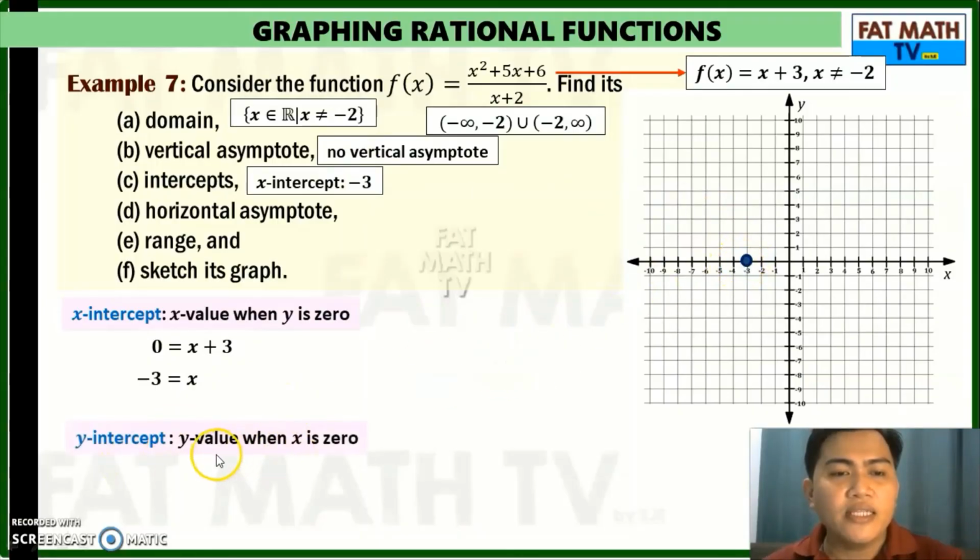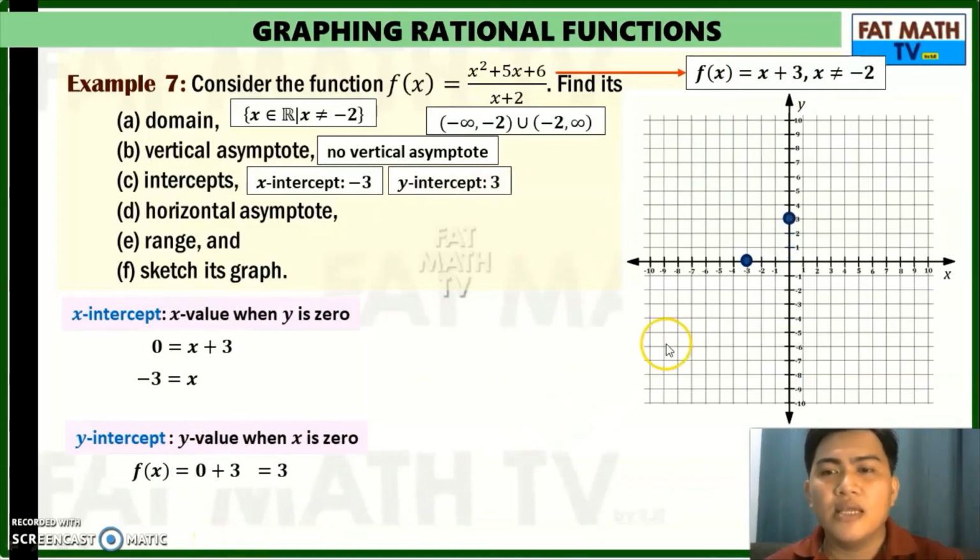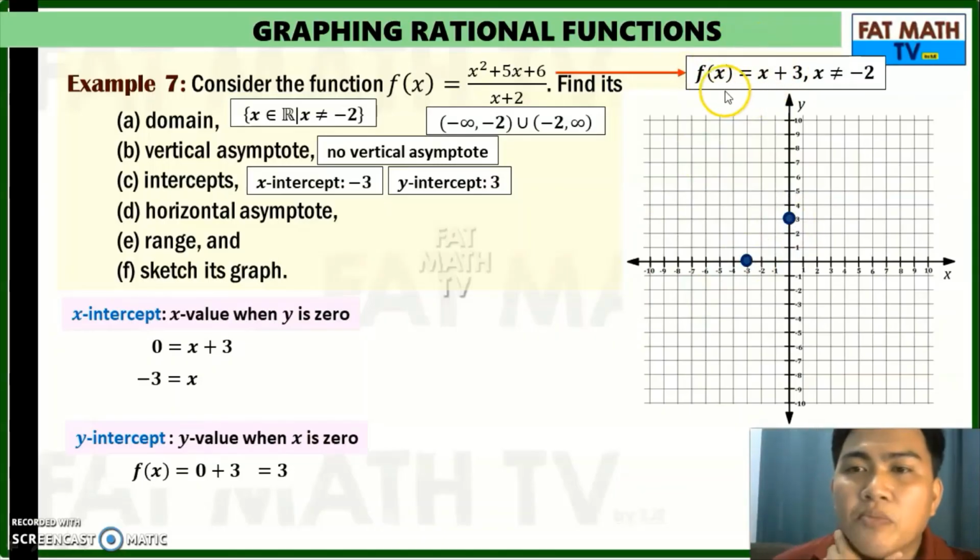For the y-intercept, the y value when x is 0, so make x 0. So that's going to be y equals 0 plus 3, which is 3. So the y-intercept is 3. So it passes through 0, 3. As we have said a while ago, we are expecting here a line. And to graph a line, it is sufficient that we have 2 points, because we will just connect these 2 points and we will have our line.